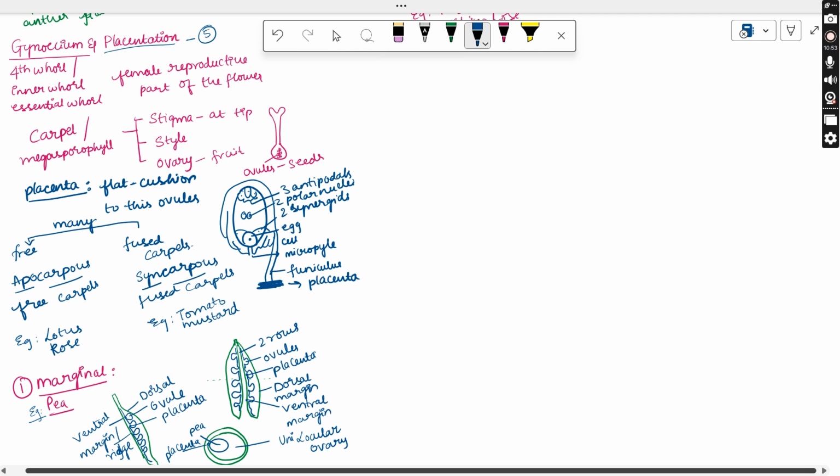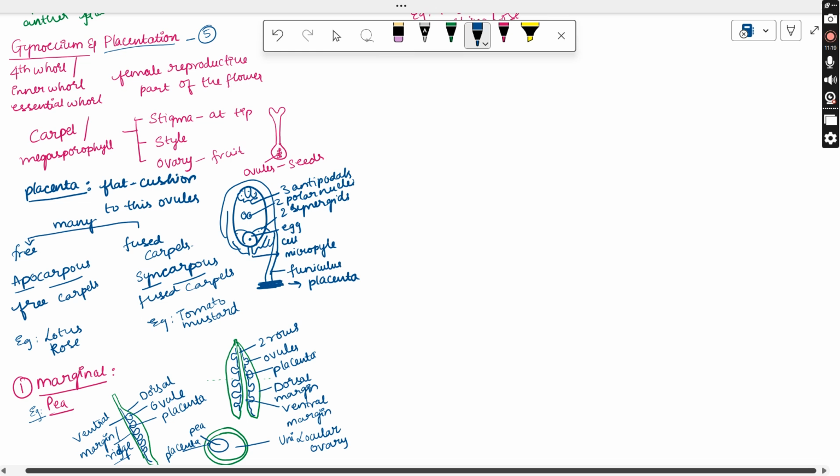So in this pea plant, the placenta is forming on the ridge along the ventral suture of this ovary. And what is meant by ridge? A ridge is nothing but an elevated narrow structure which is formed by the attachment of ovules to this placenta, and it is making a suture type of structure. We call it a ridge. All these ovules are borne on this ridge, forming the two rows of the arrangement.